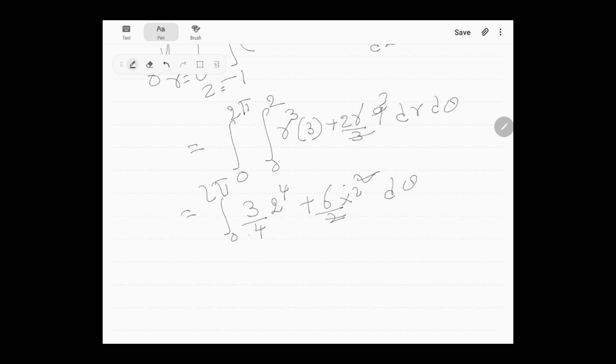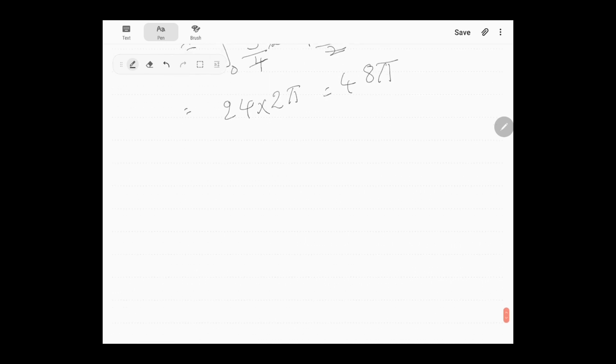16 by 4. This goes 4 times. 4 into 3 will be 12. And 6 into 2 will be 12. 12 plus 12, 24. 24 integral 0 to 2 pi d theta. That is theta, that is into 2 pi. So that is 48 pi. So first problem is that.